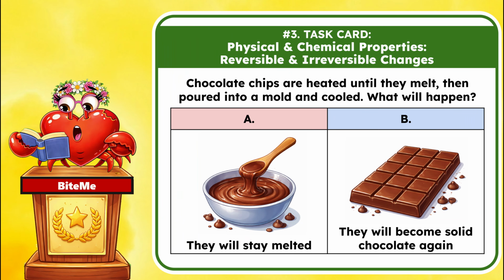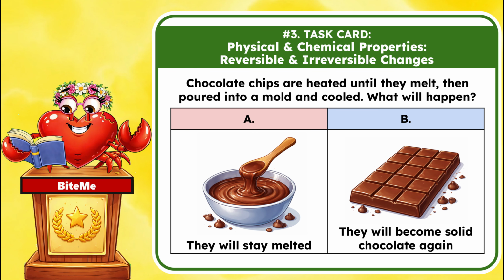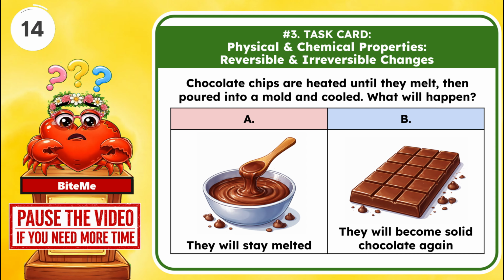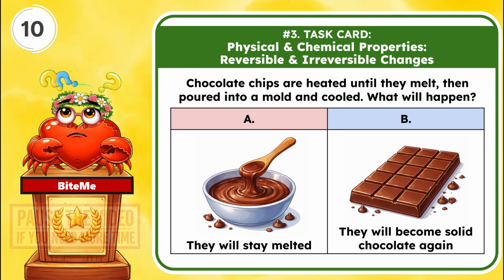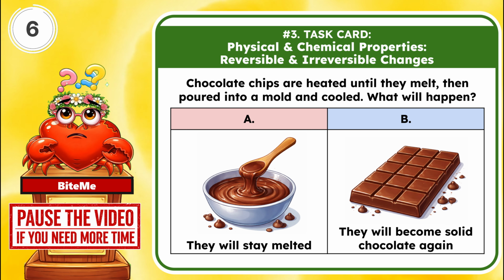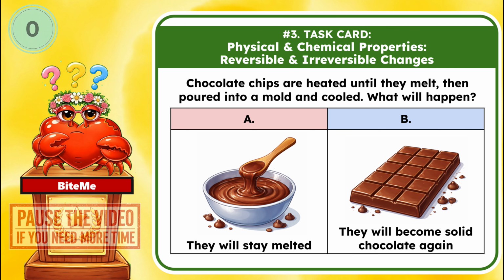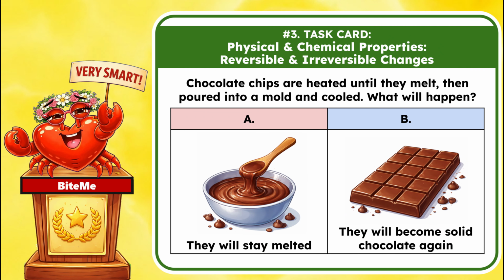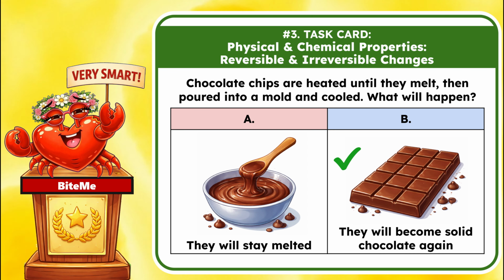Chocolate chips are heated until they melt, then poured into a mold and cooled. What will happen? And the correct answer is letter B. They will become solid chocolate again.